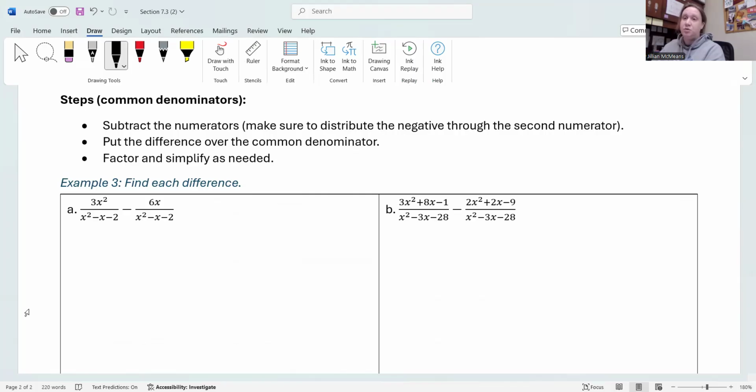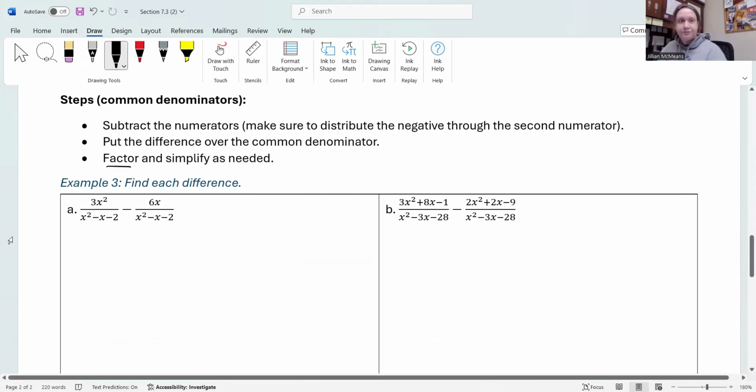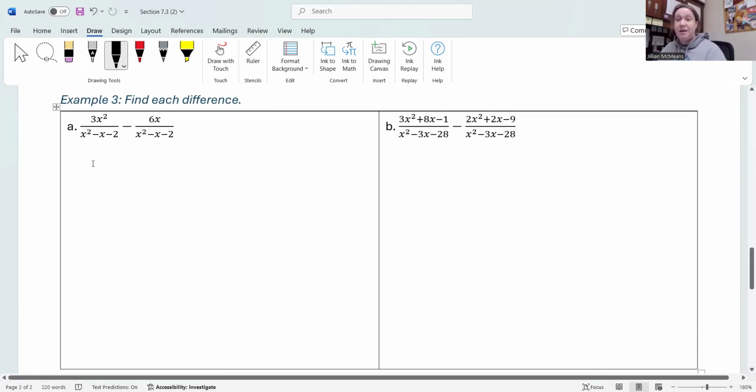You have to subtract the entire second numerator, which means distribute a negative through that second numerator and then combine like terms. So once you find your difference, you put it over the common denominator and then you factor at the end and simplify, okay? So let's go ahead and take a peek at this. So example 3 says find each difference, okay? Remember, difference just means subtract.